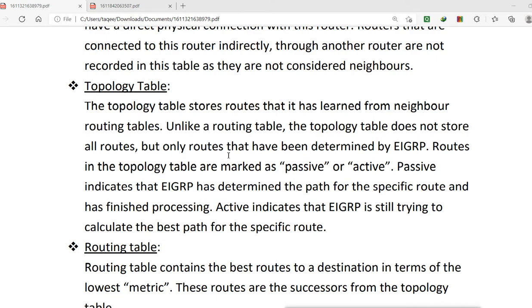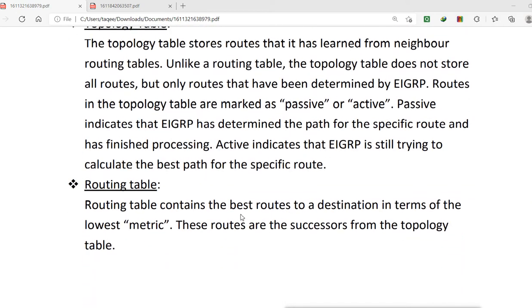Now when we see this topology table, some of the time we will see passive or active, and what does this mean? Passive means it is already calculated, and active means it is still in work, it is still calculating whether it is a good path or not. Then the routing table contains the best routes to the destination in terms of the lowest metric, and these routes are the successors from the topology table.